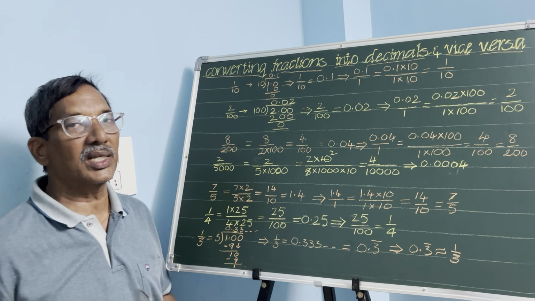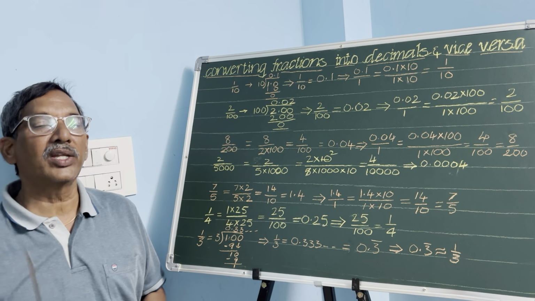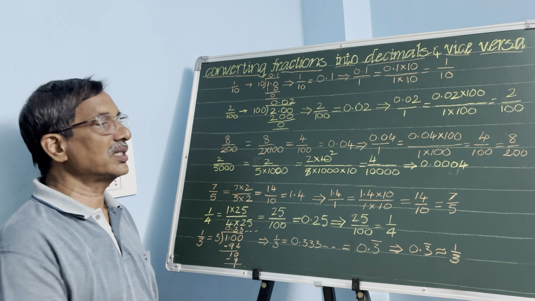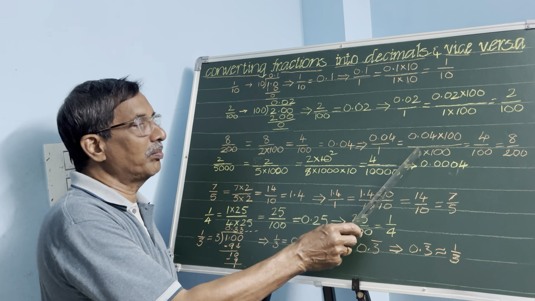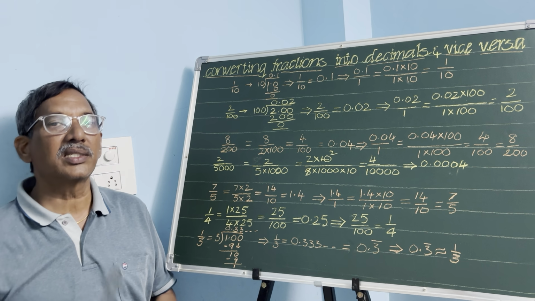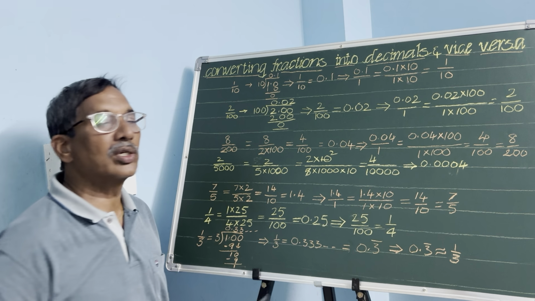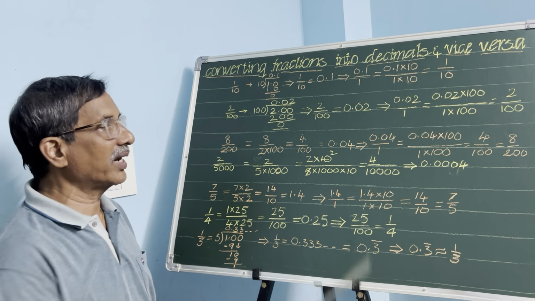0.04 can also be written as 0.04 by 1. And when you divide both the numerator and the denominator by the same number, that is 100, 0.04 into 100 by 1 into 100. As we discussed earlier, 100 has two zeros after 1. So the point moves two places towards the right.